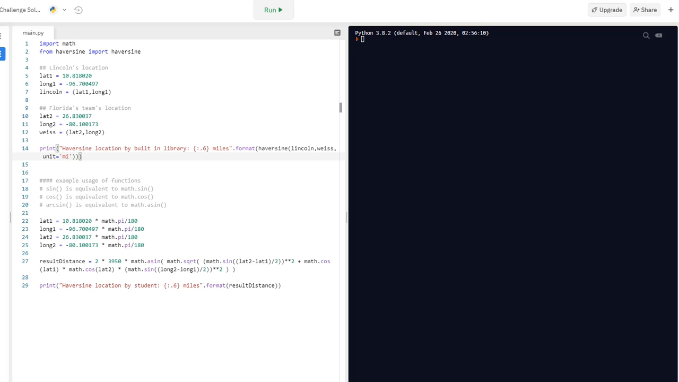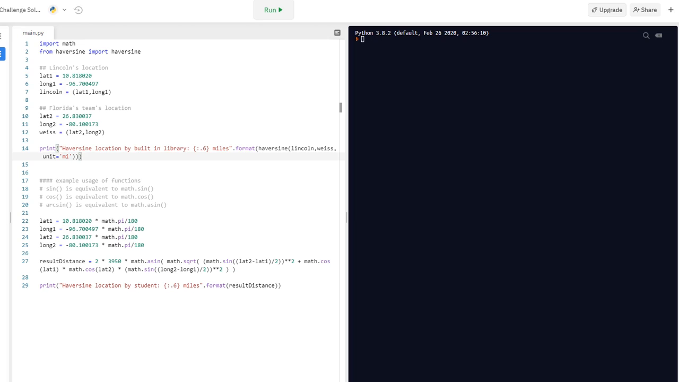Hi everyone, this is just a quick solution video for, I guess we called it the week 1 challenge, the Haversine function to calculate the distances between two locations given their latitude and longitude. So, just on a sphere is the greatest way to say that.